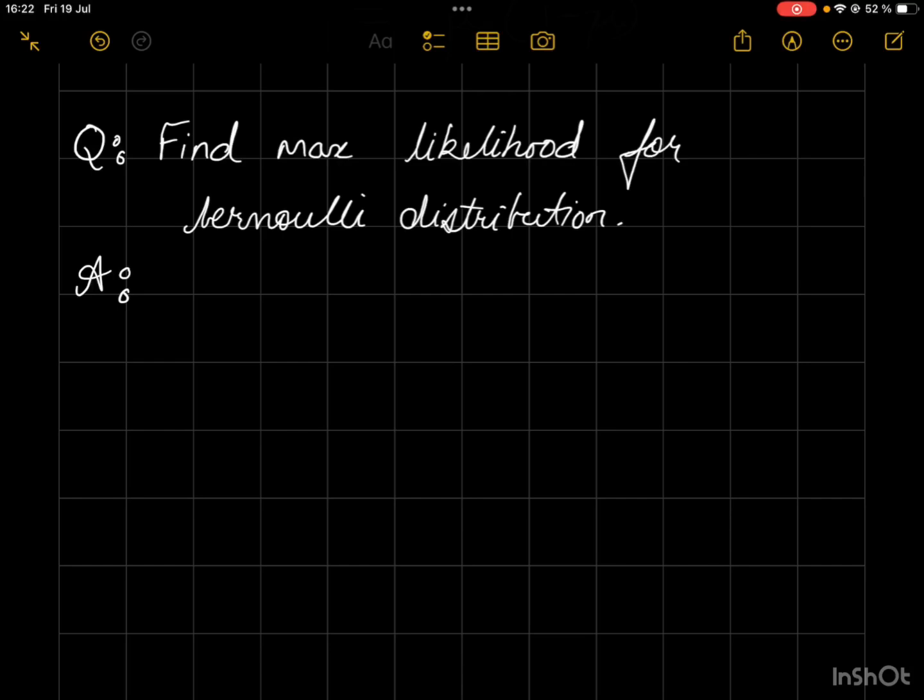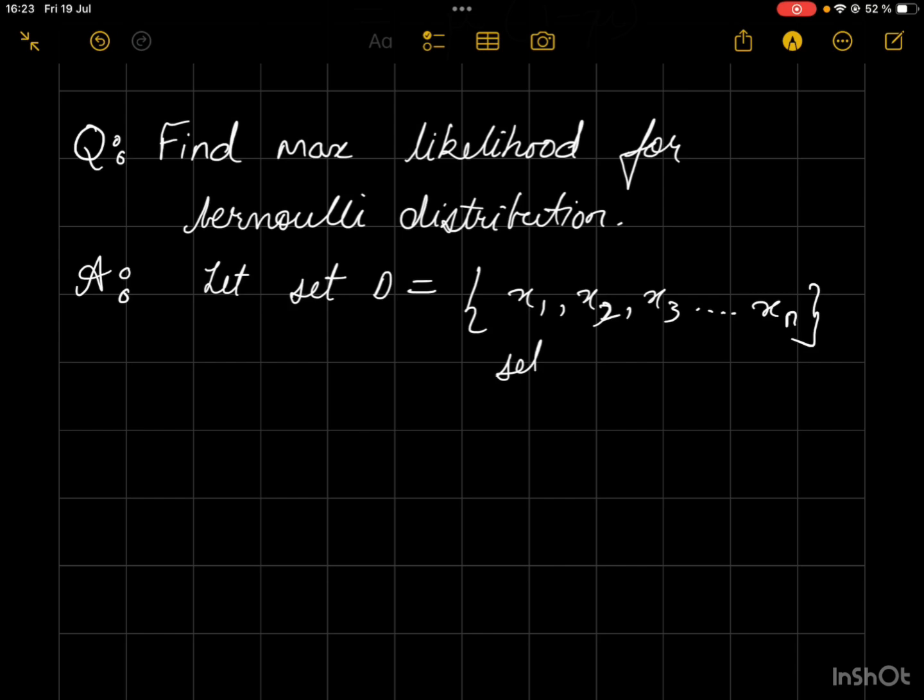In today's video, we'll try to find out what's the maximum likelihood for the Bernoulli distribution. Let set D equal to x1, x2, x3 until x of n, and this is nothing but a set of observations.